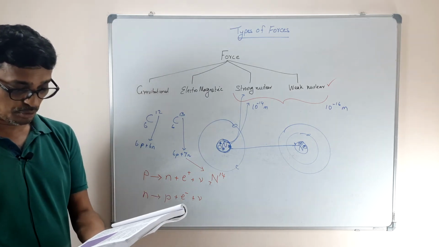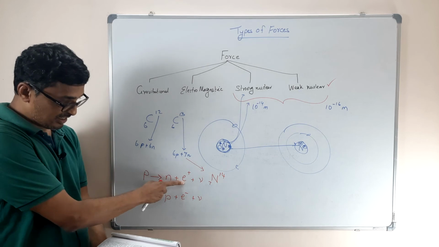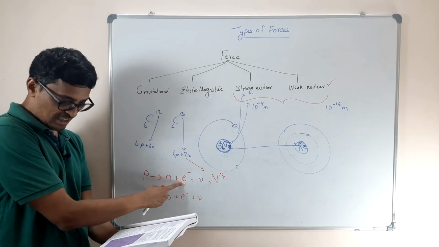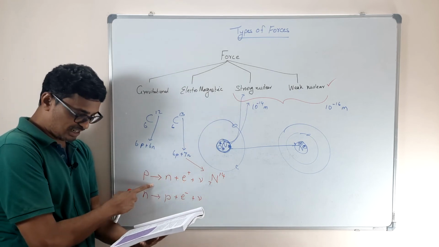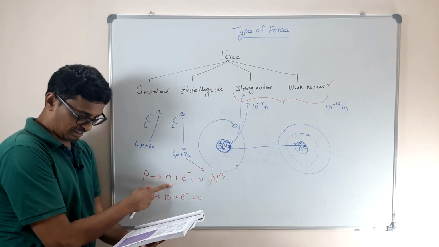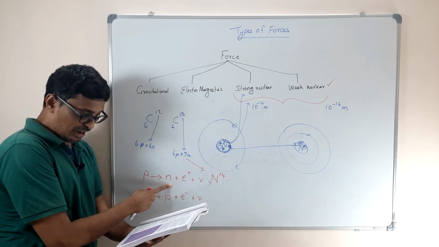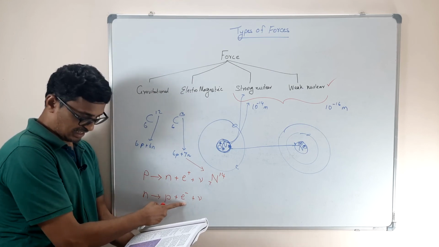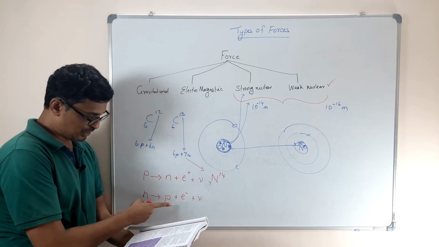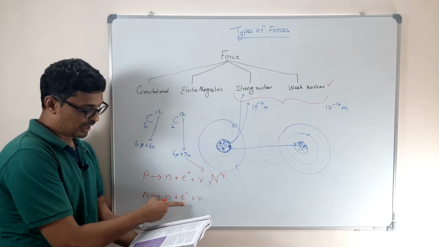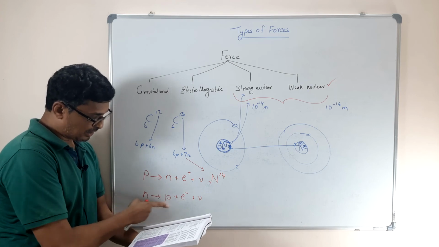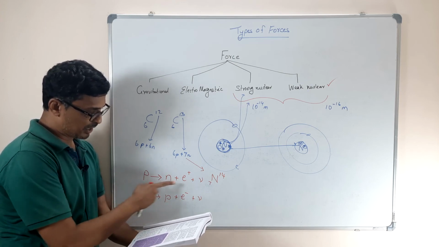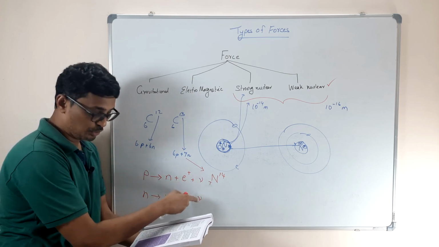During the beta plus decay, a proton is converted into a neutron. Correct? And during a beta minus decay, a neutron is converted into a proton accompanied by an electron emission. Here it is accompanied by a positron emission. Along with a neutrino also will come.